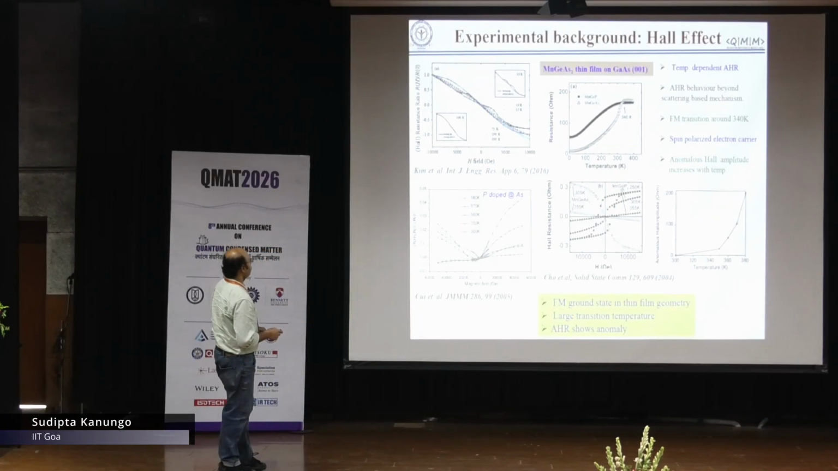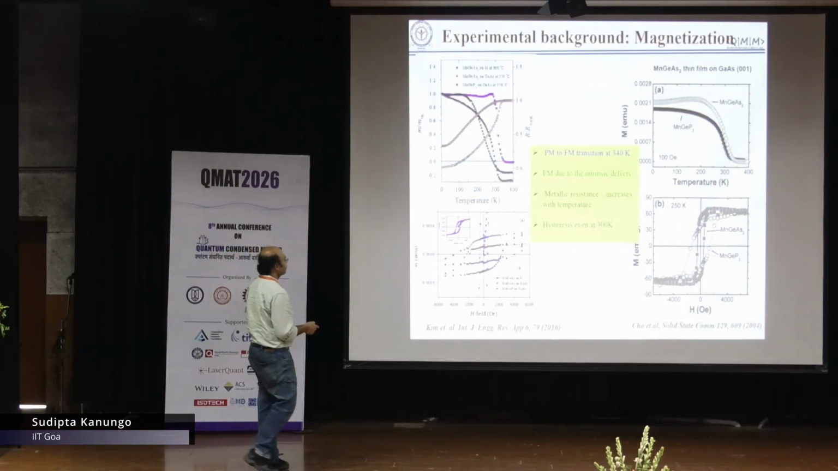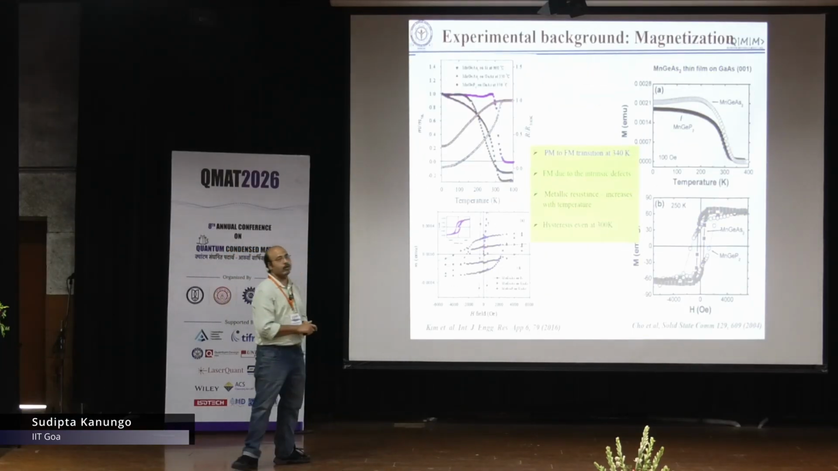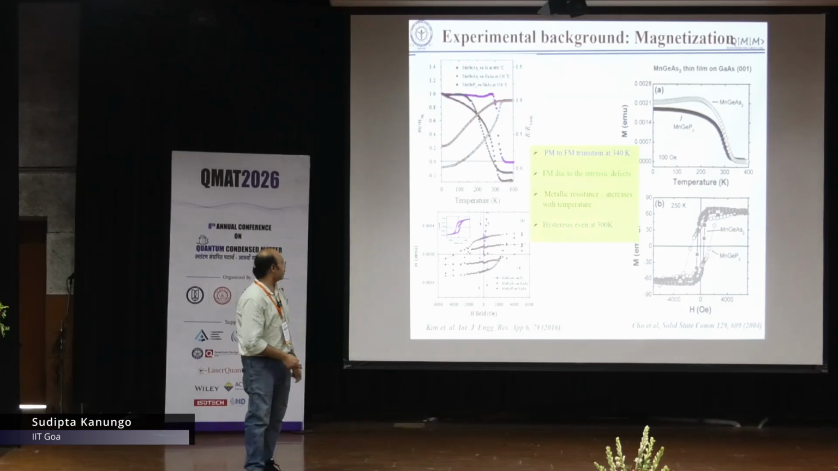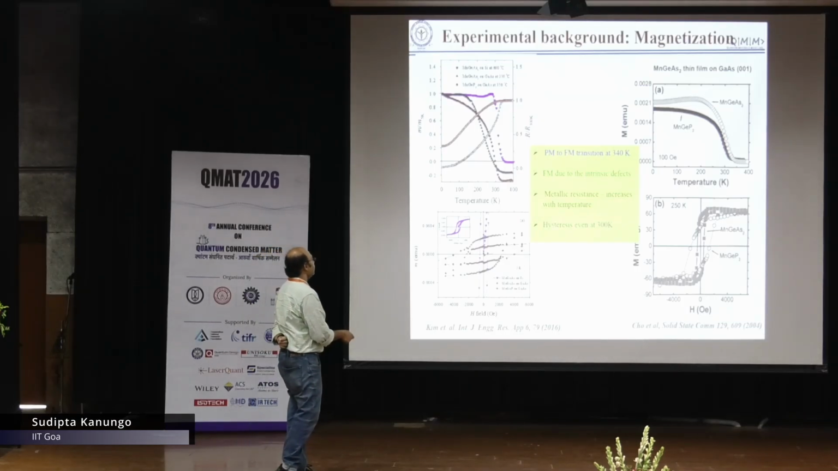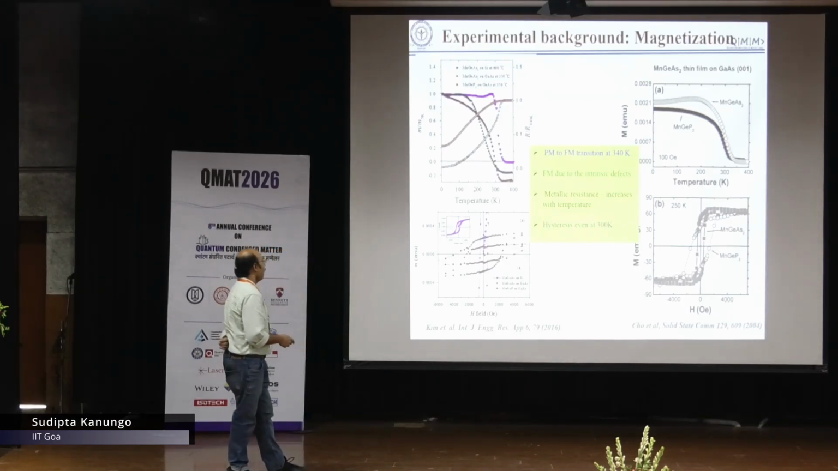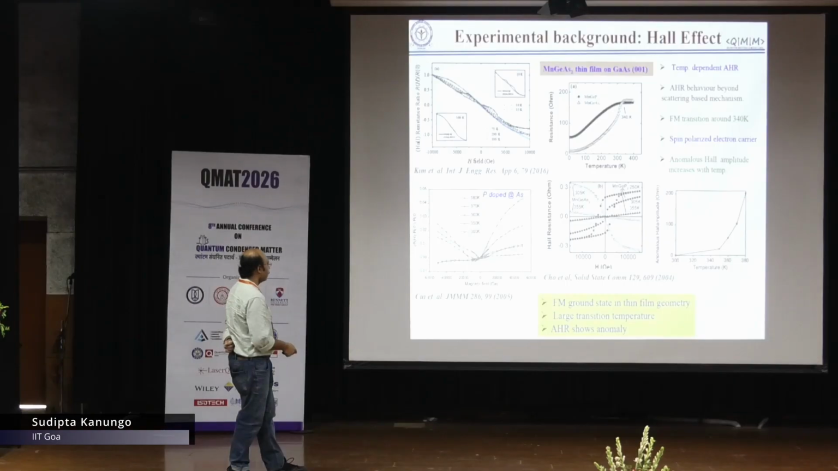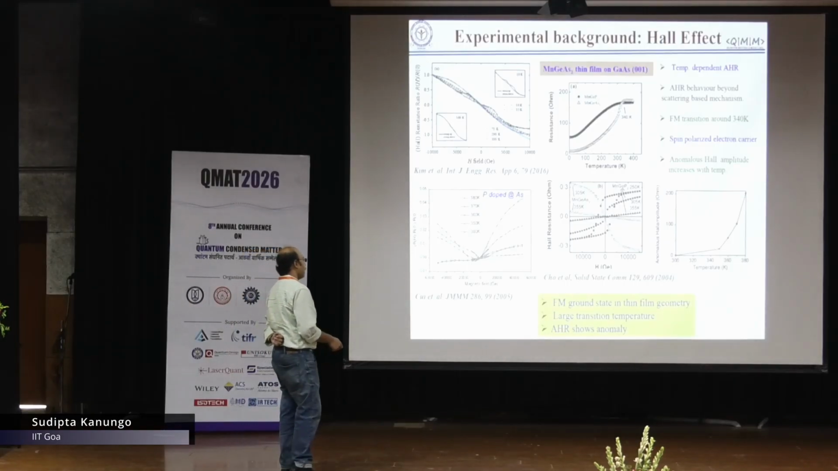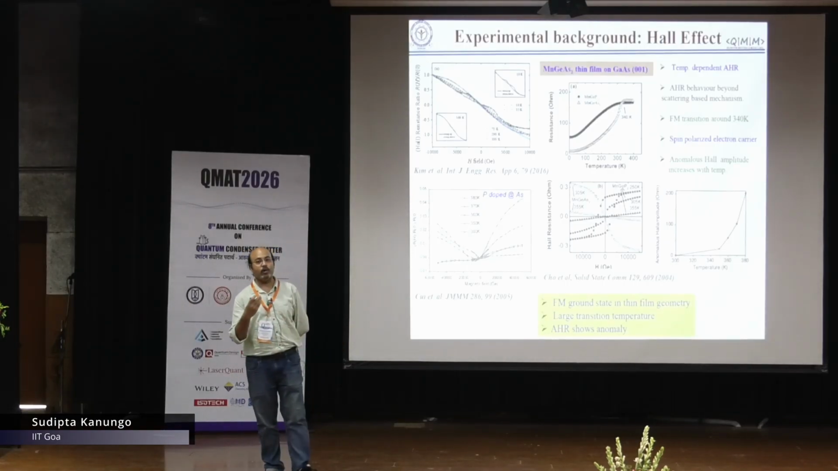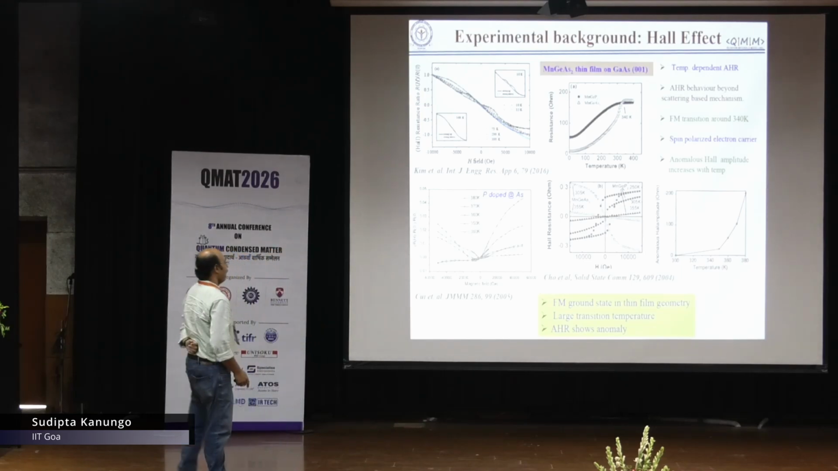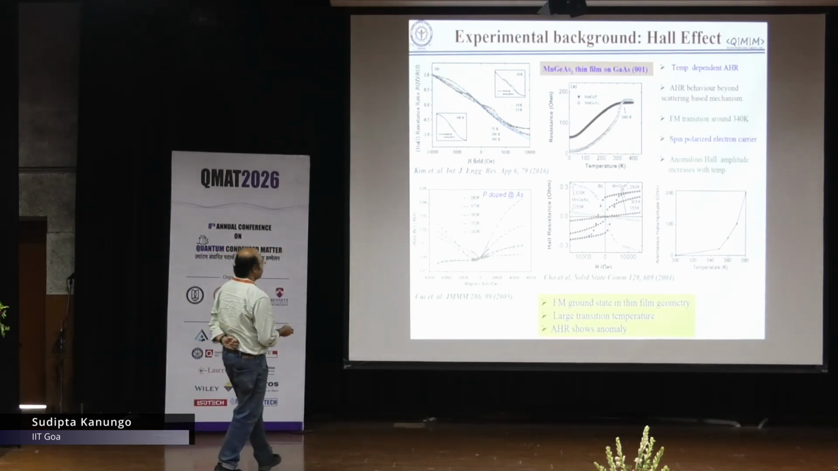If we look at the experiment side, there is a paramagnetic to ferromagnetic transition, and also a kind of metallic resistance. And if we look at the anomalous Hall resistance, there is some sort of anomaly from the experimental side.